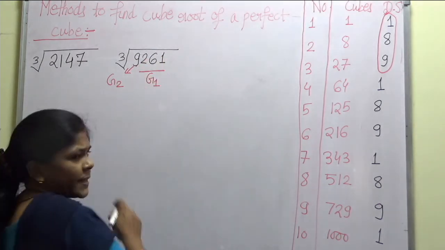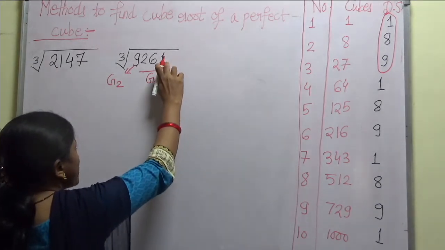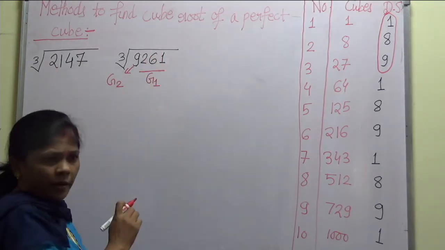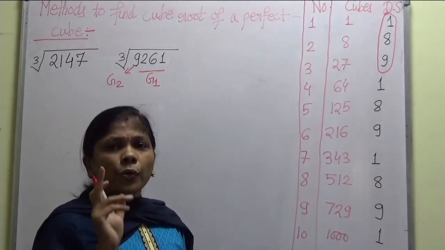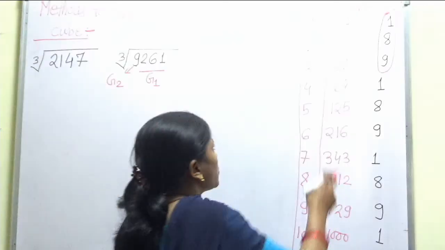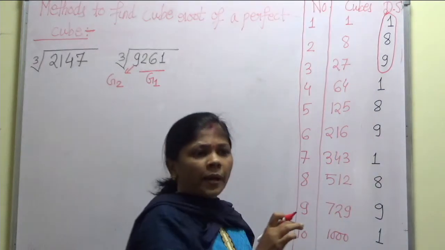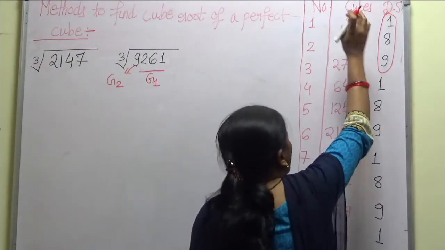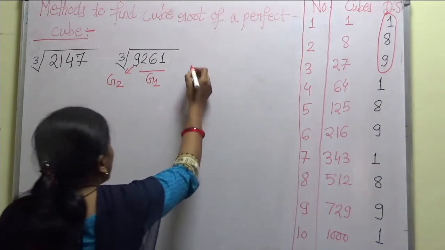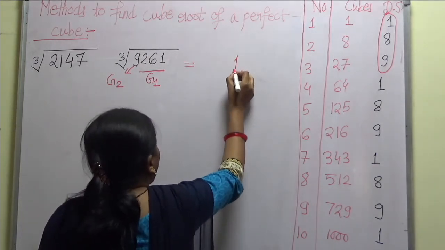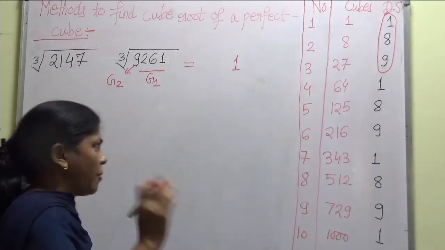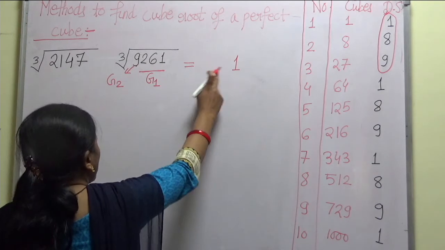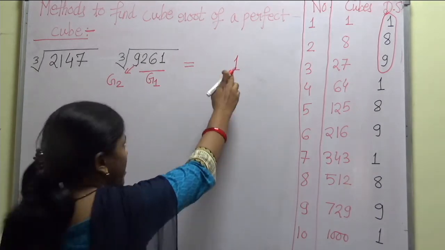Observe the unit place, right? So here in the unit place, what do we have in group 1? It is 1, okay? So we will look for the number whose cube has unit place as 1. What is it? It is nothing but 1, right? So that's why in the answer we have 1 in the unit place, confirmed. Now next, for the remaining number in the answer.